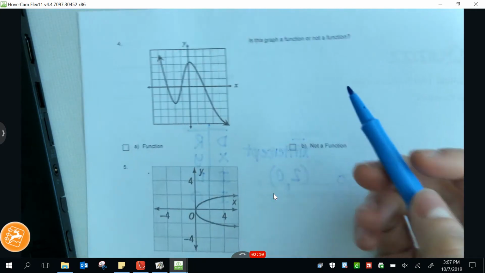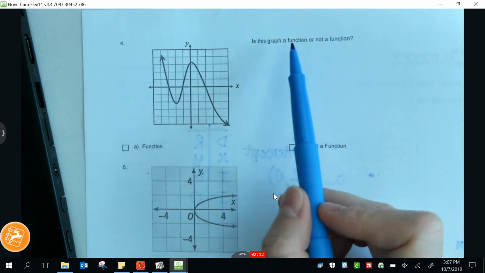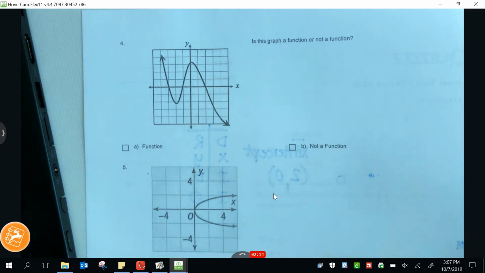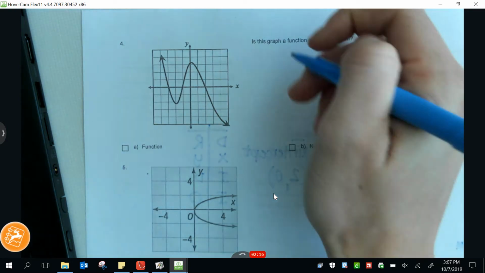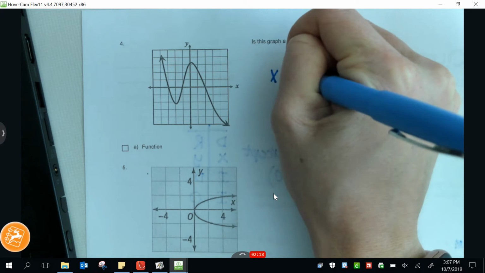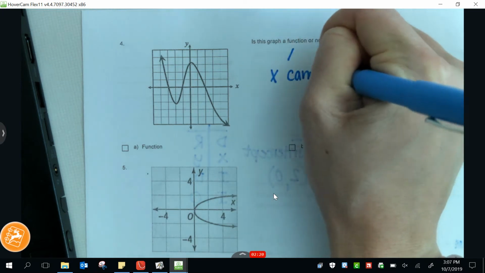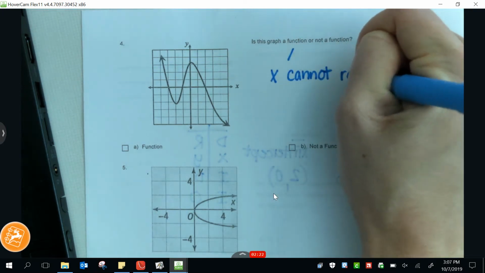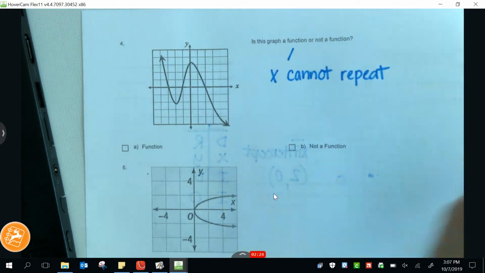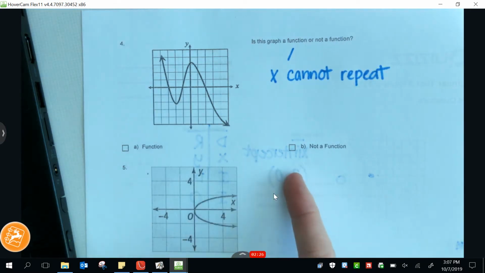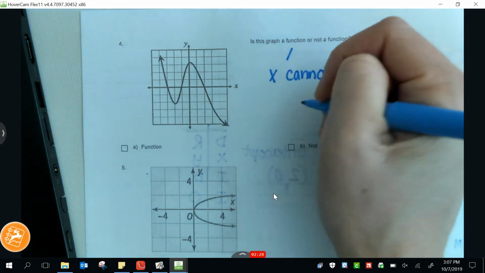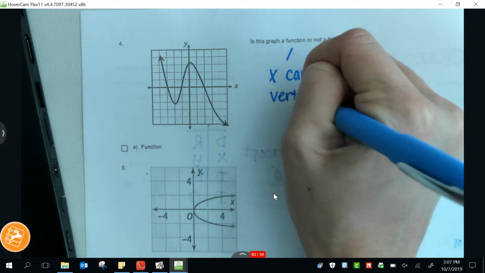Okay, some more easy ones actually. Is the graph a function or not a function? So remember, to be a function, x cannot repeat. Now, since we don't have a whole bunch of ordered pairs or a table, in this case, we're going to go ahead and do the vertical line test.